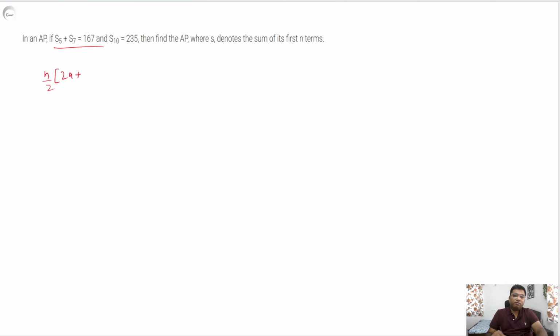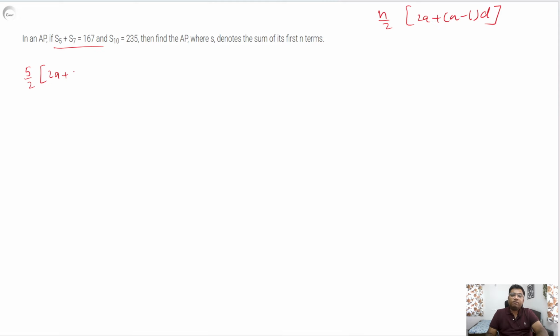Sorry, I should write 5, I think. Yeah, N is already given. My bad. So 5 by 2, 2A plus N minus 1. Again, I will write the formula so that you can refer: 2A plus N minus 1 into D. That's the formula I'm using, this is the formula for the sum of N terms.